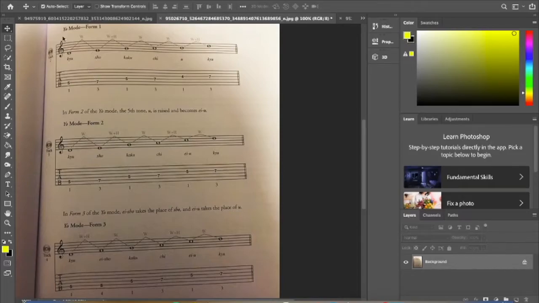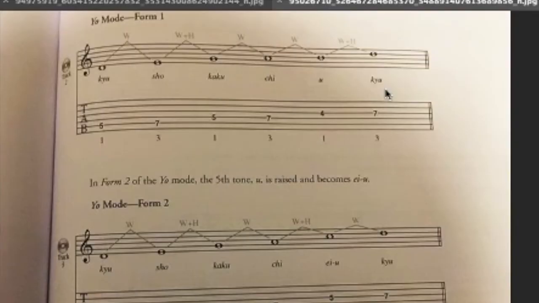So in this first scale of the yo mode, in the first form, we've got a whole step plus a half step. So that'd be 1.5 steps, like skipping a key and then doing a half step right next to it. Then we've got a whole step, another whole plus a half step. Let's listen to how this scale sounds. Pretty cool, huh? A little different.